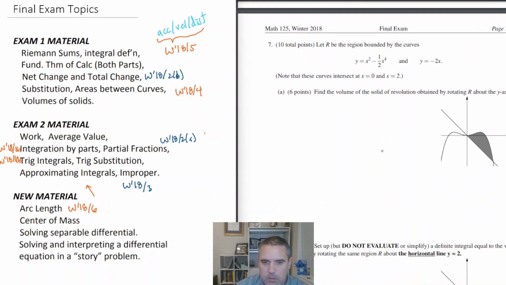This is a volume of revolution. So we have a volume question, winter 18. Would I know how to start that? Would I know that step 1 is to label it as X? Label X, label everything in terms of X, then look at the axis of rotation and work from there.